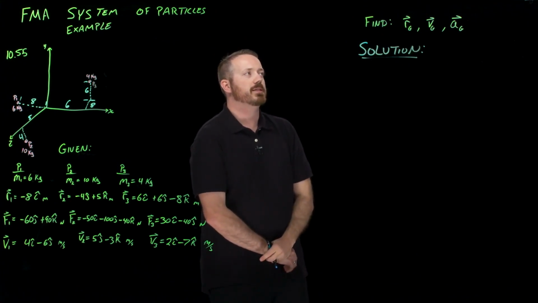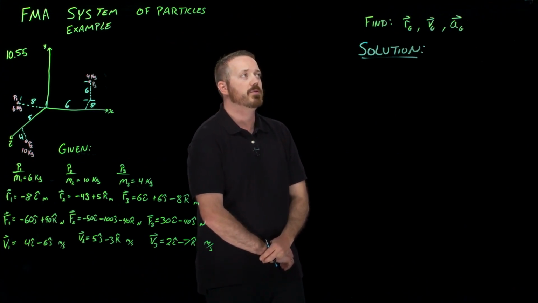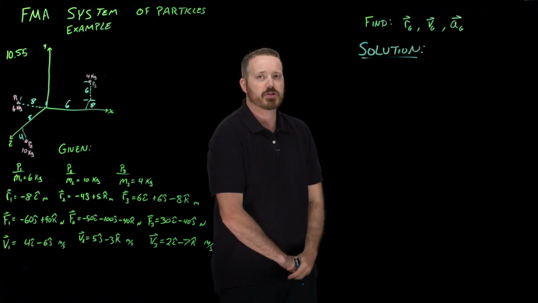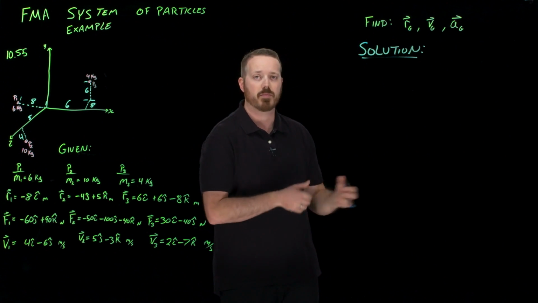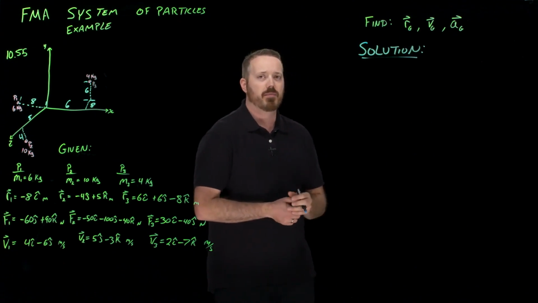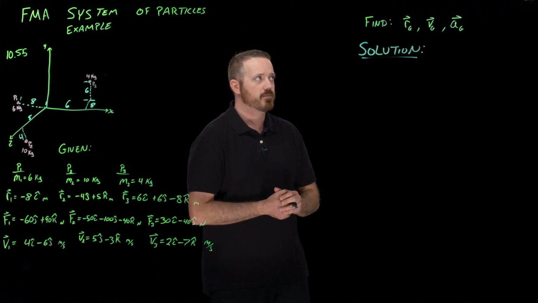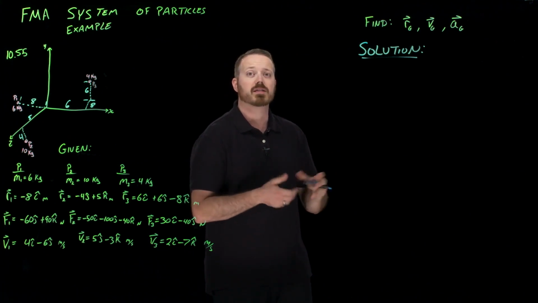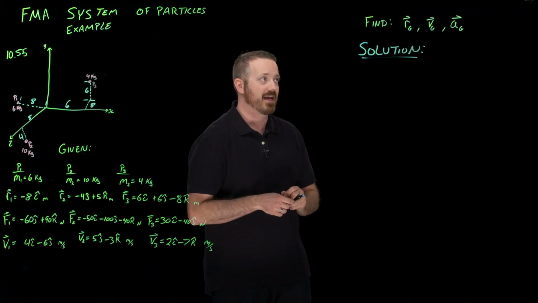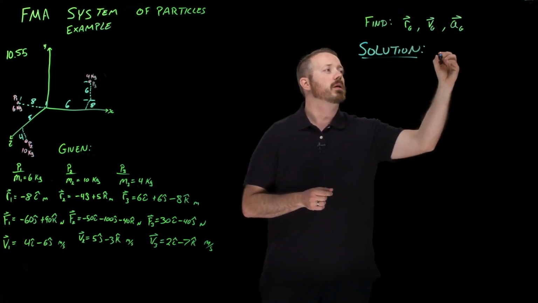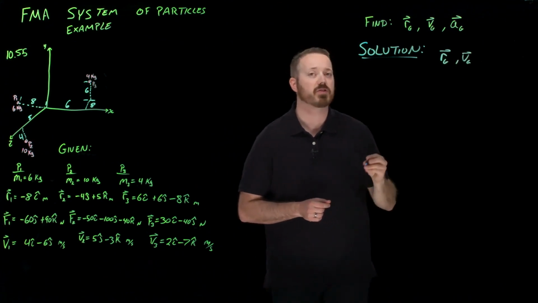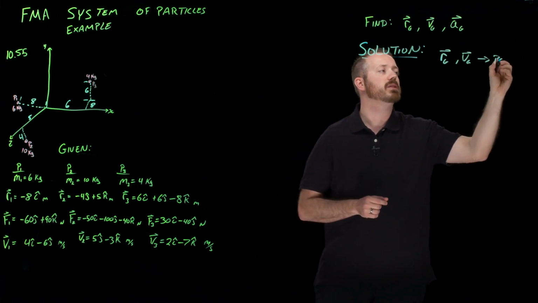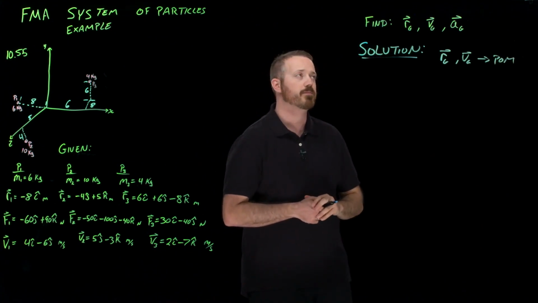So let's begin our solution process. You may recall that the principle of moments can be used to relate the position and the total moment acting on the center of gravity based on all the sub-moments. And the velocity can be found from the same idea, that the momentum of the whole system is all of the little bits of momentum added together. So for RG and VG, position and velocity, we're going to use the principle of moments to find those.